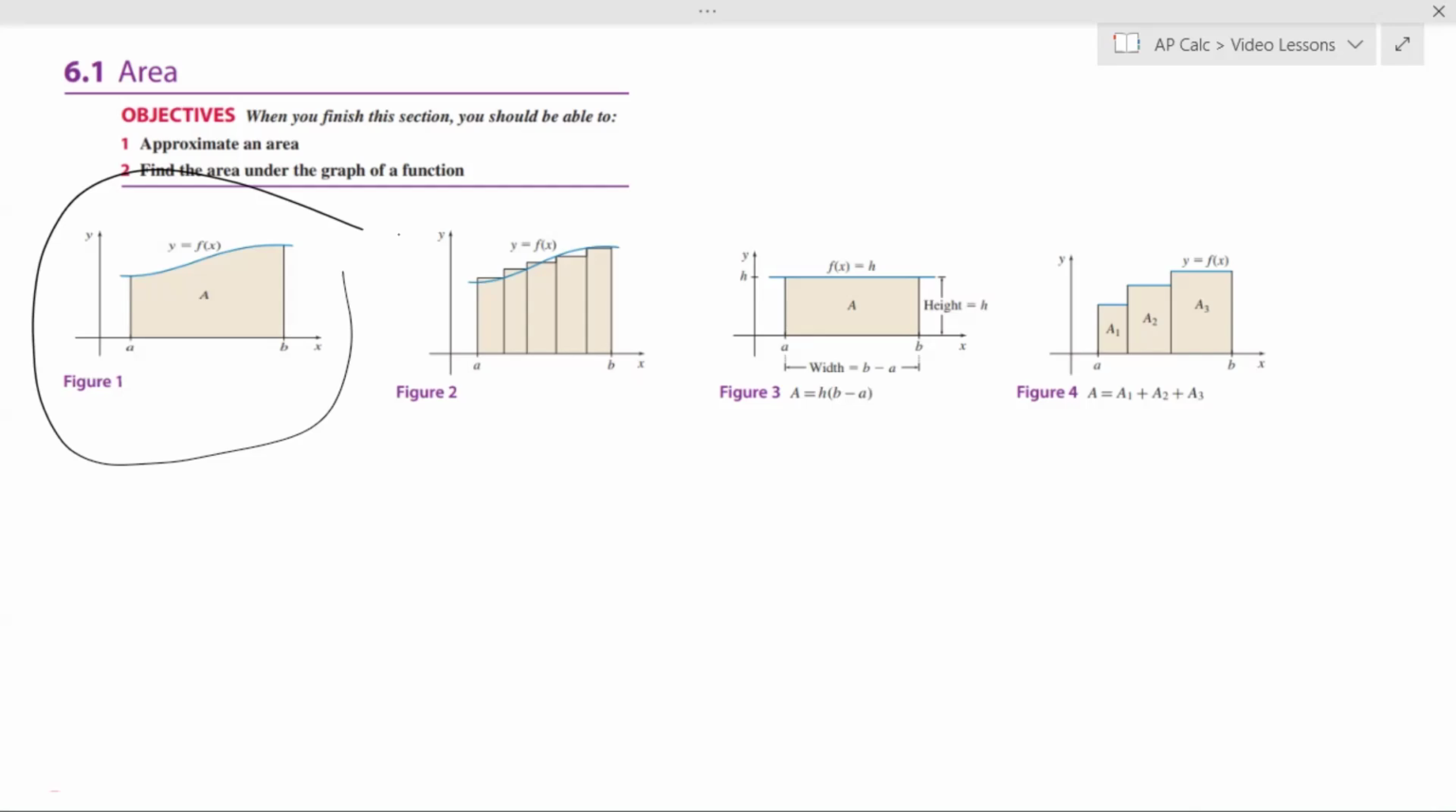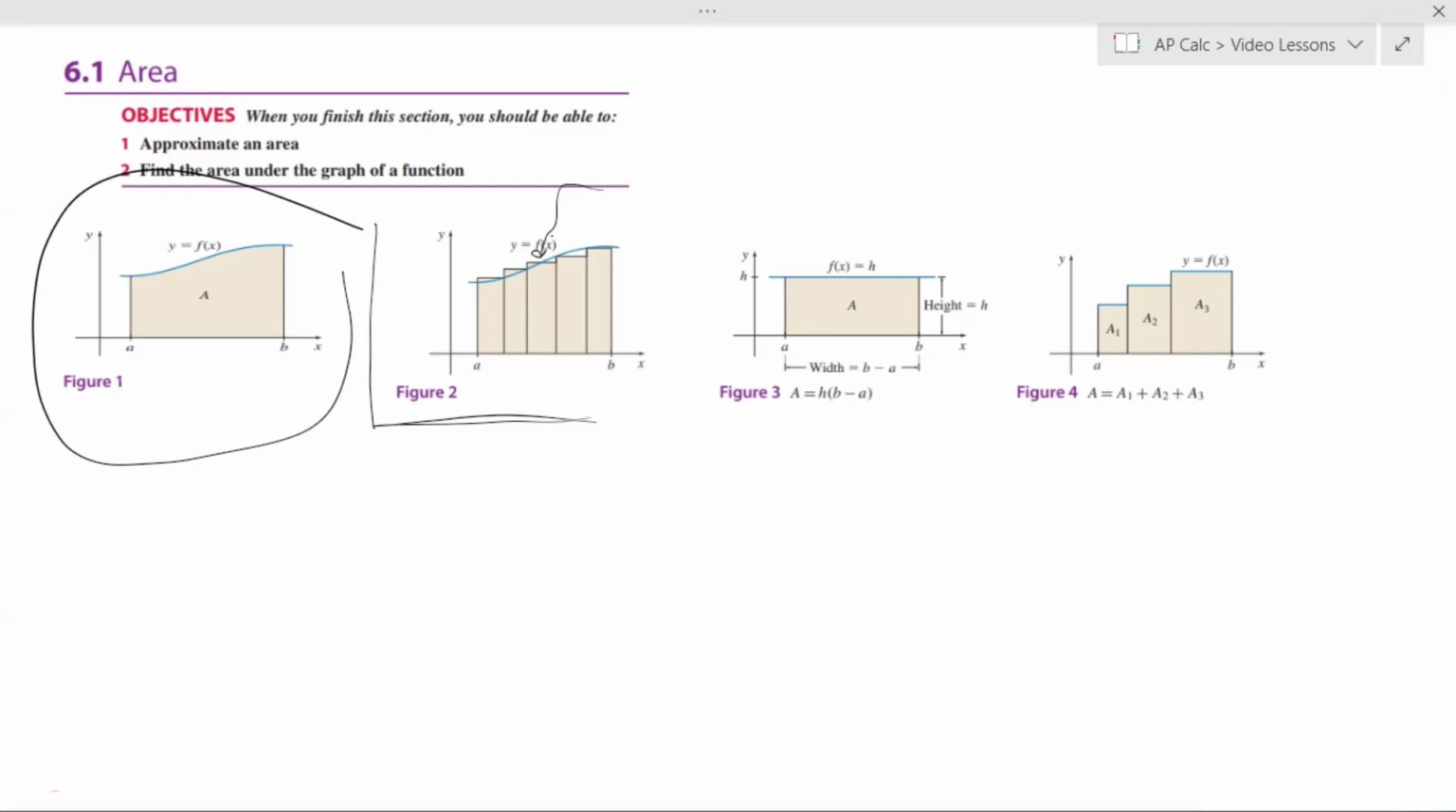Now, to answer this question, how do we find the area of this region? We can approximate it by superimposing areas of a finite number of rectangles, as we see here in the second figure. Now, notice some of these rectangles stick out over, some of them stick out under. This one right here towards the middle, some of it sticks out, some of it's underneath. And so you're going to approximate the area.